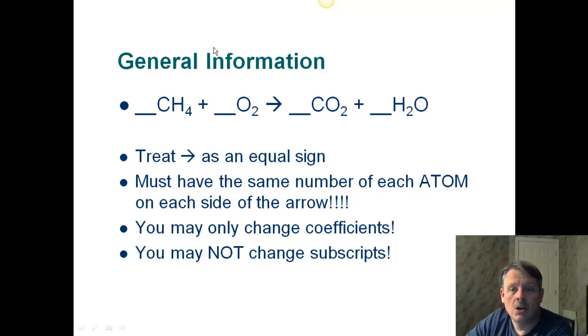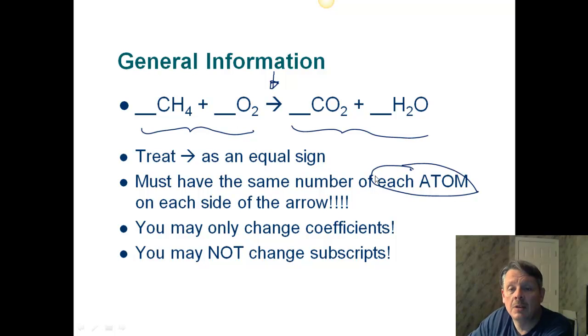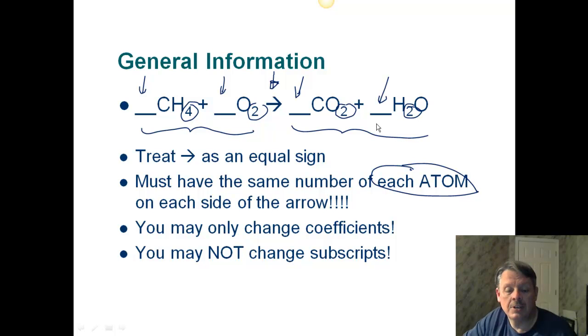I treat the arrow like an equal sign, because the same number of atoms of each element have to be on the left as are on the right. So if I have one carbon on the left, I have to have one carbon on the right; 2 carbons on the left, 2 carbons on the right, etc. I have to have the same number of each atom on each side of the arrow. To do that, I can only change the coefficients, and that's where these lines come in. Those are the coefficients. I can change them, I can make them bigger, but I may never, ever, ever touch the subscripts. Once the subscripts are set, you may never change them again.